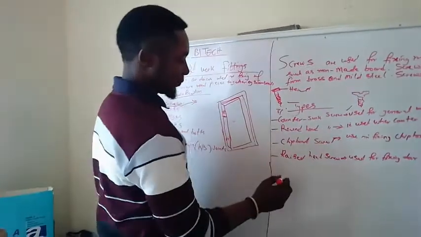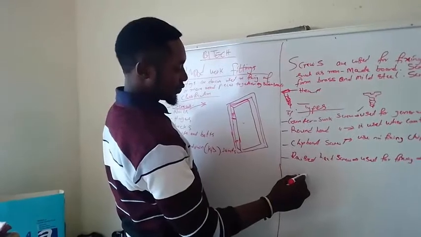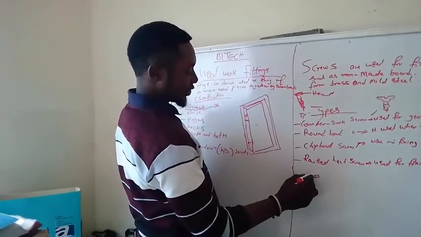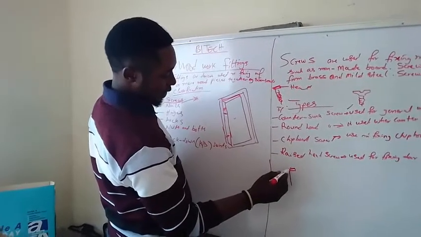And this is an example of a countersink screw. A countersink screw has a flat head and there is a groove.